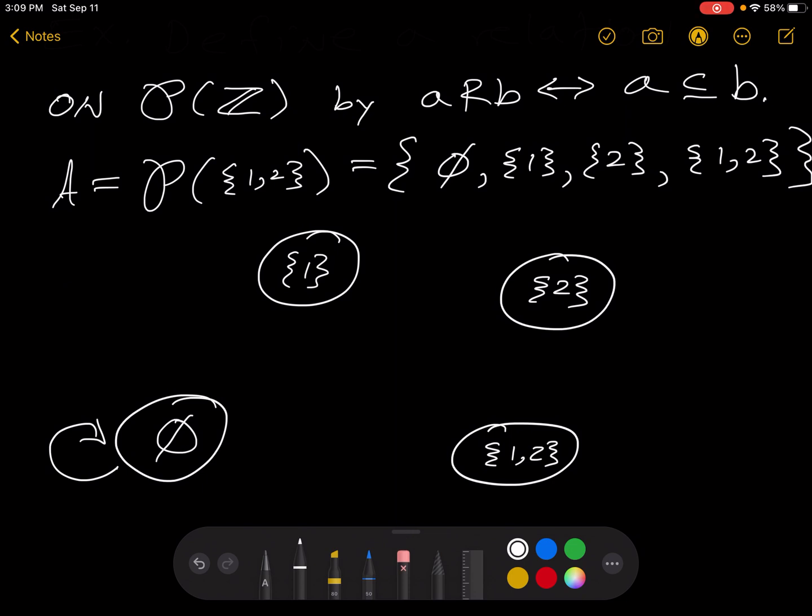How about the set containing 1? Is the set containing 1 a subset of the set containing 1? Yes, it is. Now you might be saying, hey, that doesn't make sense to me. You might be thinking of a proper subset, and it's not true that the set containing 1 is a proper subset of itself. But when we put this little line under it, that means proper subset or equal.